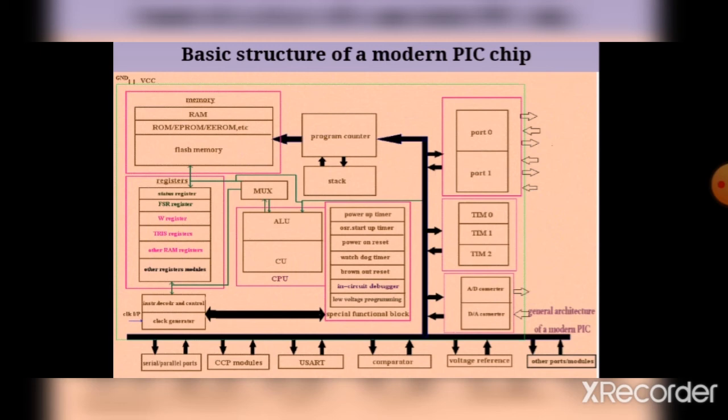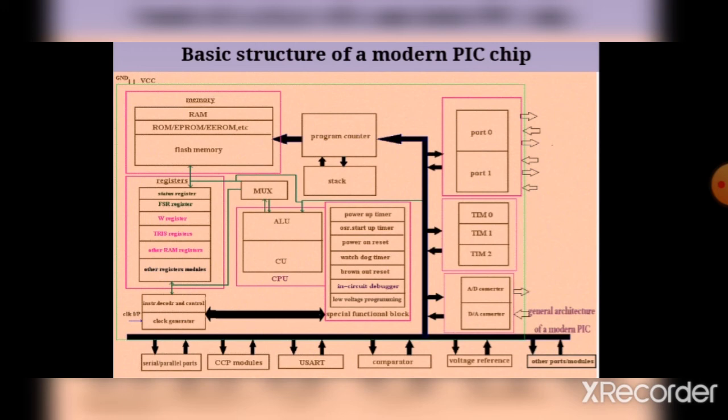You can see the clock input there, along with a clock generator. A clock generator is necessary, as you know. And we have an instruction decoder which decodes your instructions. At the center you have a CPU which has the ALU as well as the control unit. You have a program counter and a stack. All these things are quite common in all microcontrollers and microprocessors, the program counter and stack.